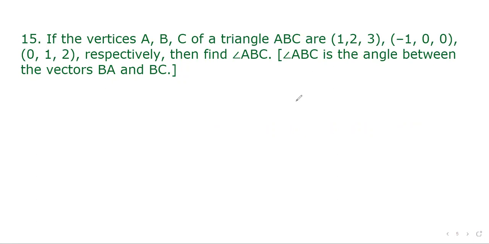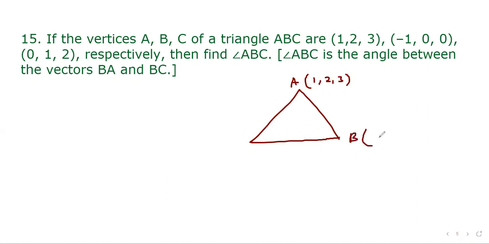If the vertices ABC of a triangle are given, suppose we are given here, this is A, which is 1, 2, 3. This is B, which is minus 1, 0, 0. And this is C, which is 0, 1, 2. And we have to find out angle ABC. It means this angle is to be found. For this purpose, we have to find out the two vectors, this BA and BC. So we evaluate the two vectors BA and BC. So what will be BA?